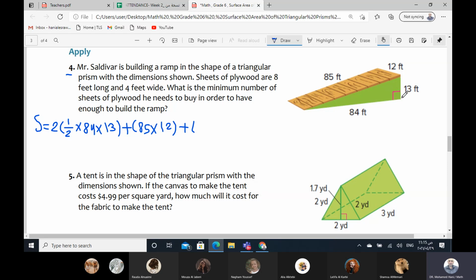Then down we have the bottom, the length will be 84 times we have the width 12 like this side. Then we have the back side, here 13 and here 12. So 13 times 12.